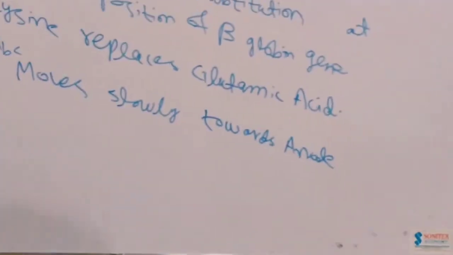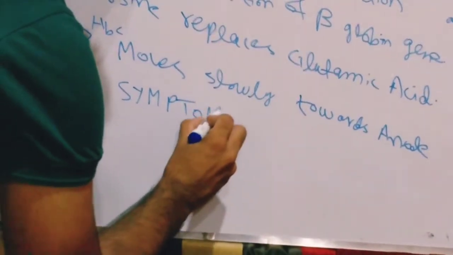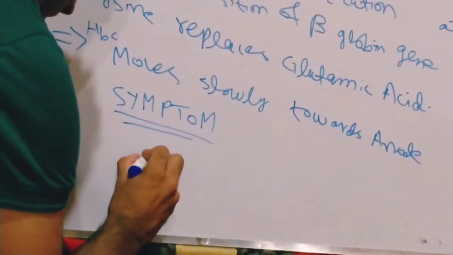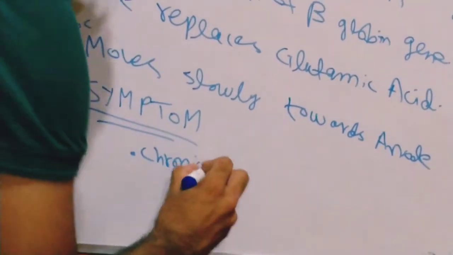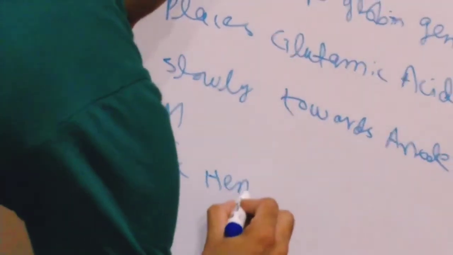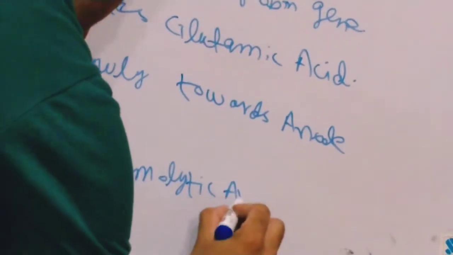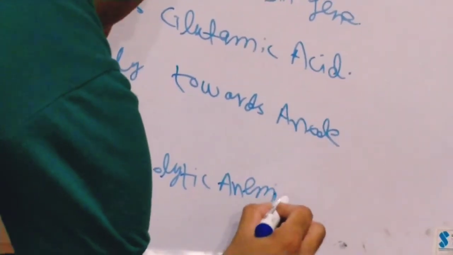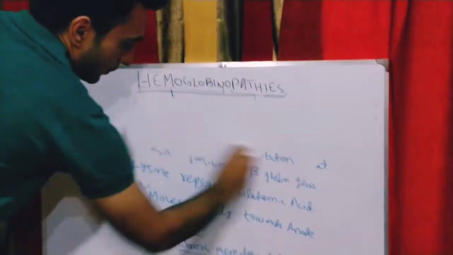And at the last, we will discuss the symptom. It shows one symptom, which is chronic hemolytic anemia, which we have discussed before. Now this completes our HbC. Now moving on to HbSC, which is the last topic of this lecture.